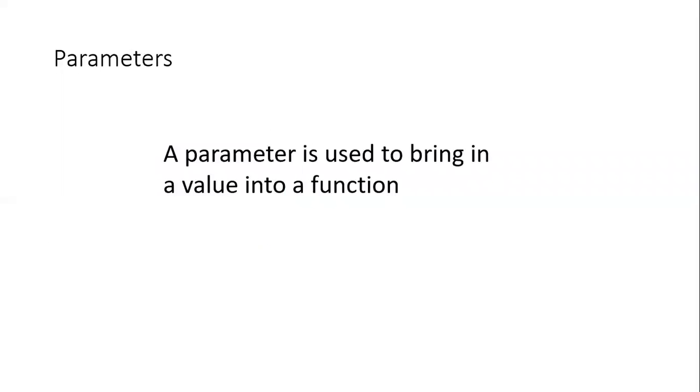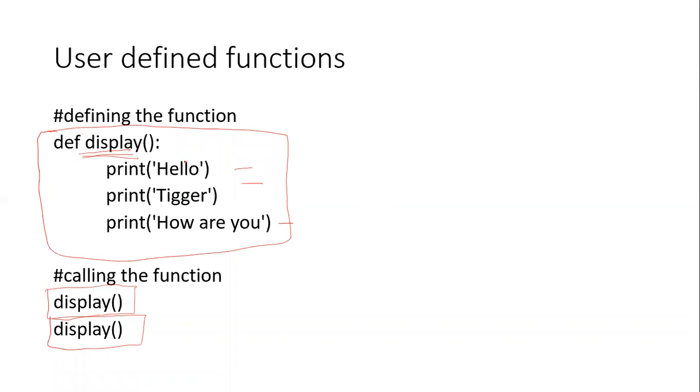Now, what is a parameter? Well, a parameter is used to bring a value into the function. If you look at this particular function, we have 3 print statements, but these print statements are fixed. They are fixed, meaning every time I call this display function, it will always print, "Hello, Tigger, how are you?" The output that's going to be displayed is always fixed. It will never change every time I call the display function.